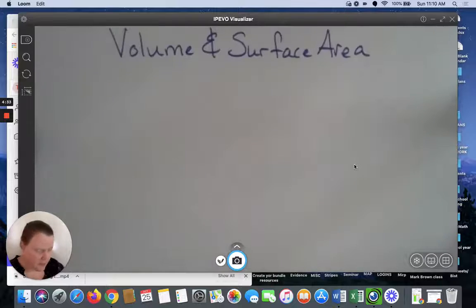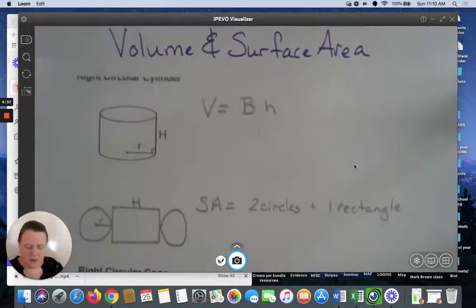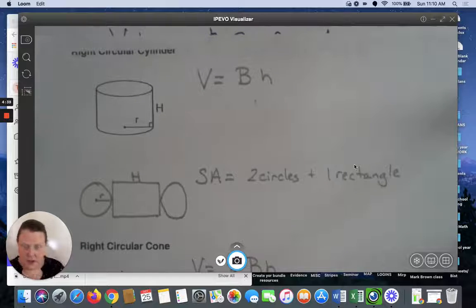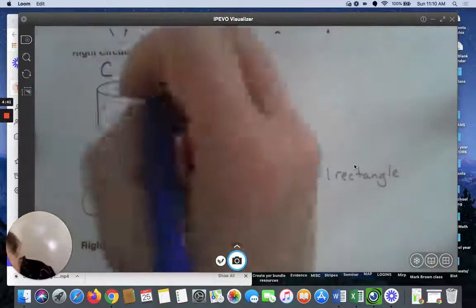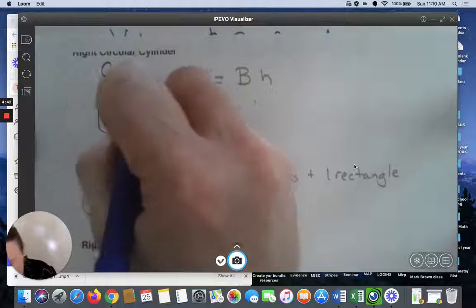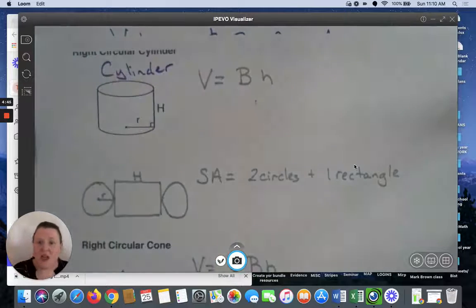Now we're going to talk about the next most common shape that you're going to get, which is a cylinder. And so let me write this because it kind of got cut off my paper just a little bit. So we have a cylinder.